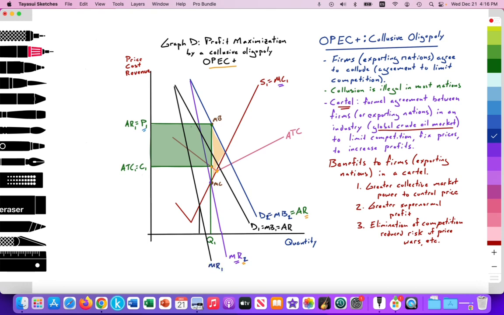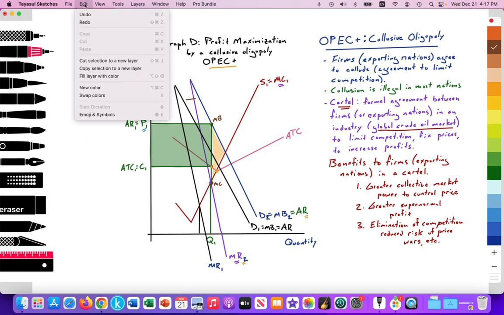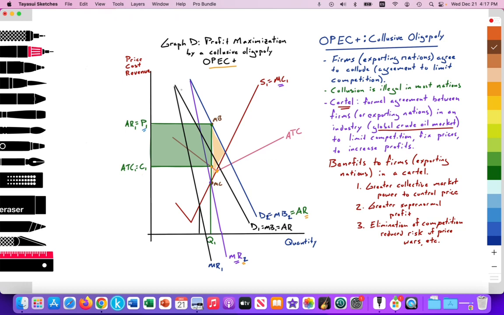The black curves illustrate that increase in demand. Demand for petroleum provided by this collusive oligopoly is increasing. So we're showing a non-price determinant shifting that demand curve outward.